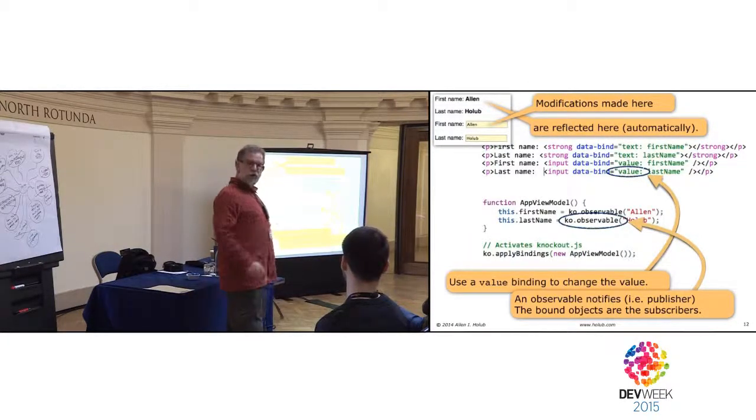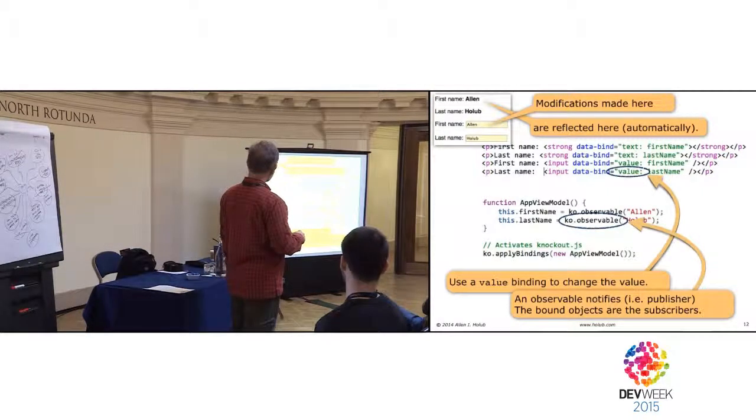So there's nothing particularly earth-shattering there. In other words, when first name changes, then this element's contents will change and this thing will update. The new parts are the two input fields, which have a different kind of data binding. This is a value type data binding rather than a text data binding. Text is an output, value is an input.